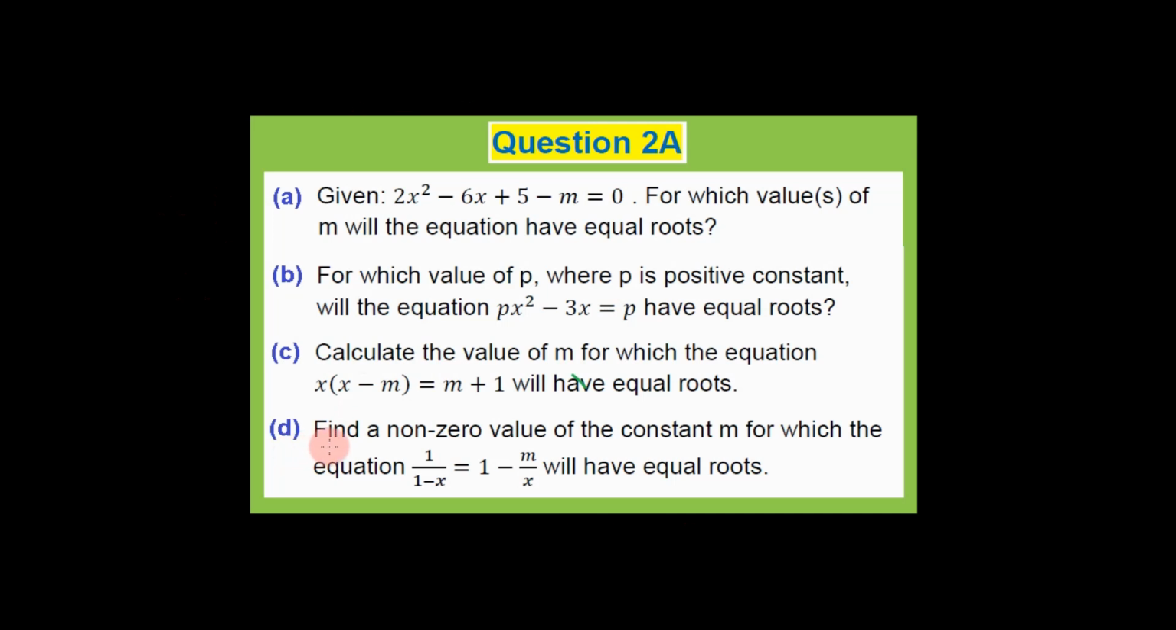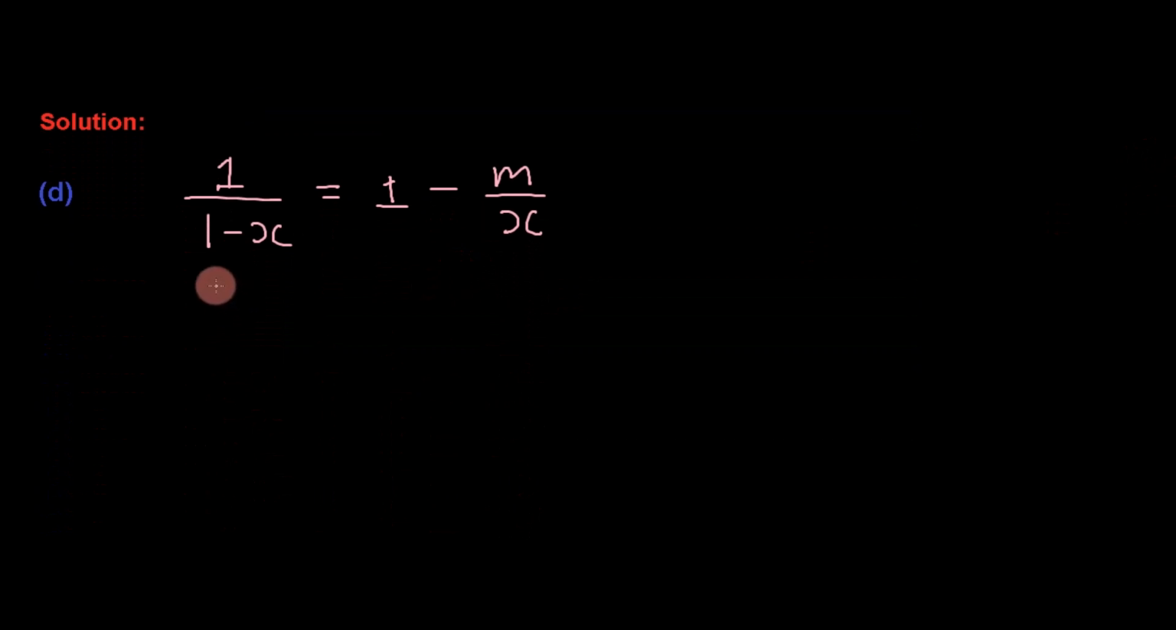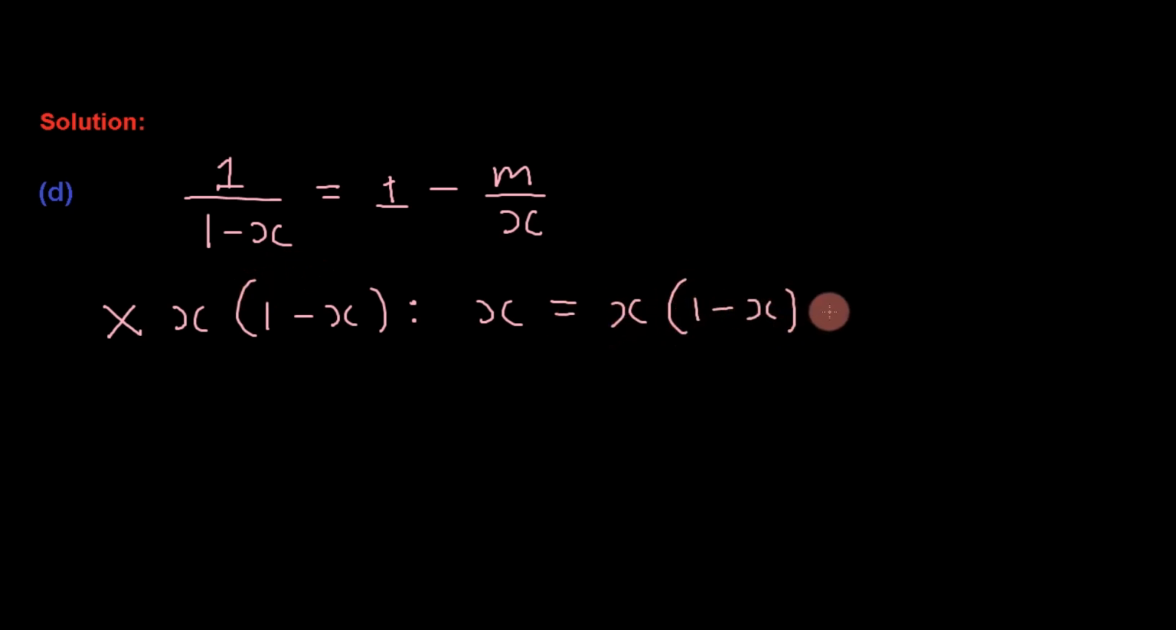Then coming to the last question here, it says, find a non-zero value of the constant m for which the equation, and we are given this equation, will have equal roots. The equation is not in standard quadratic form. And we can start by multiplying through by the LCD, which in this case is x into 1 minus x. So 1 minus x into the LCD, x remains, times the numerator, so times 1. Then multiplying 1 by the LCD, we get x into 1 minus x. And x here into the LCD, 1 minus x remains, times the numerator.